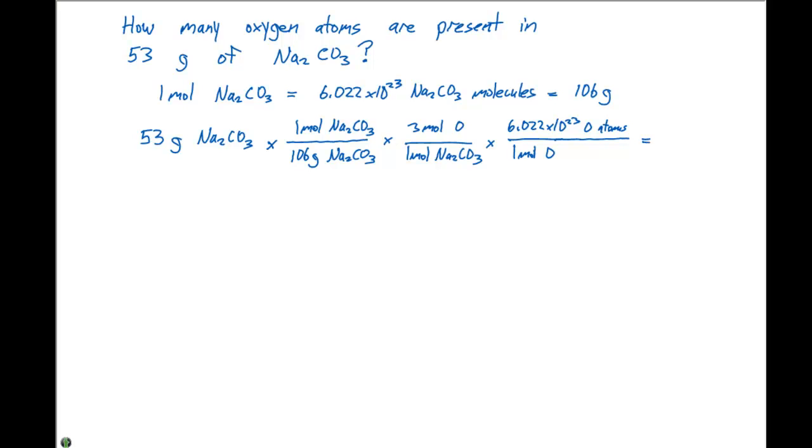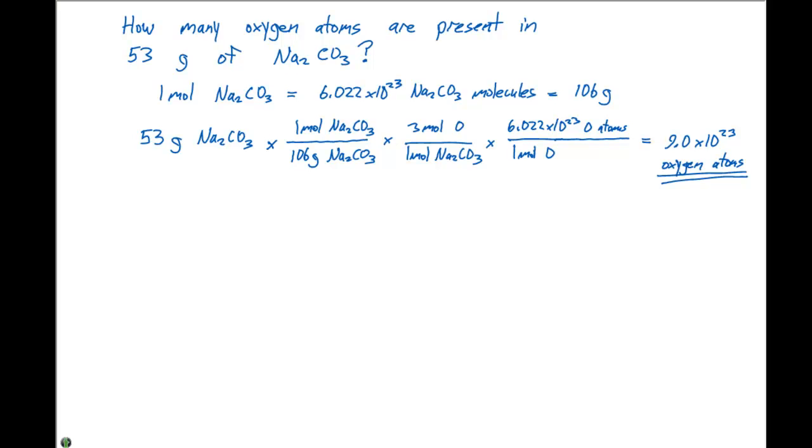When we go through and perform this calculation, we get 9.0 times 10 to the 23rd oxygen atoms. And we need to now check for our significant figures. We initially start with 2 significant figures.